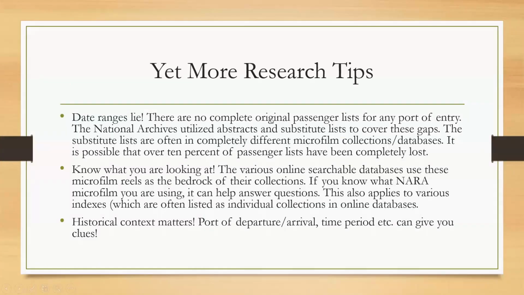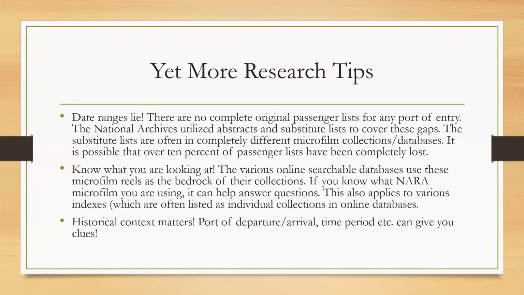More research tips. Date ranges lie. I cannot overemphasize this enough. They lie so much. These are ballpark figures. There are no complete original customs passenger lists for any port of entry. That's why the National Archives utilize so much in the way of abstracts and substitute lists to cover these gaps. The substitute lists are often in completely different microfilm collections and even databases.